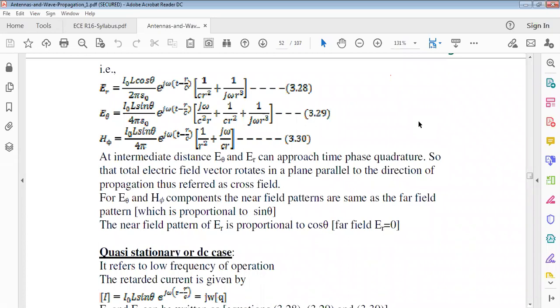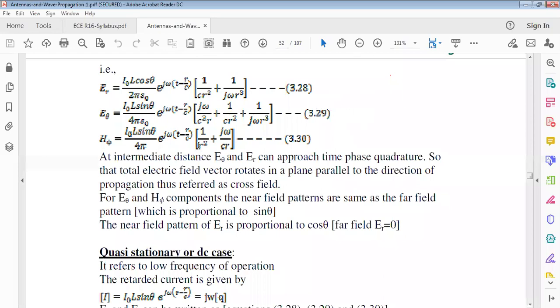Ultimately, these are the expressions for the field components ER, E theta and H phi, and in the remaining directions those field components are 0. Why? Because the electric field and magnetic field are always perpendicular to each other. R and theta are at 90 degrees, theta and phi are at 90 degrees, R and phi are also at 90 degrees. These three are always perpendicular to each other. These are the final expressions we derived from the above statements.